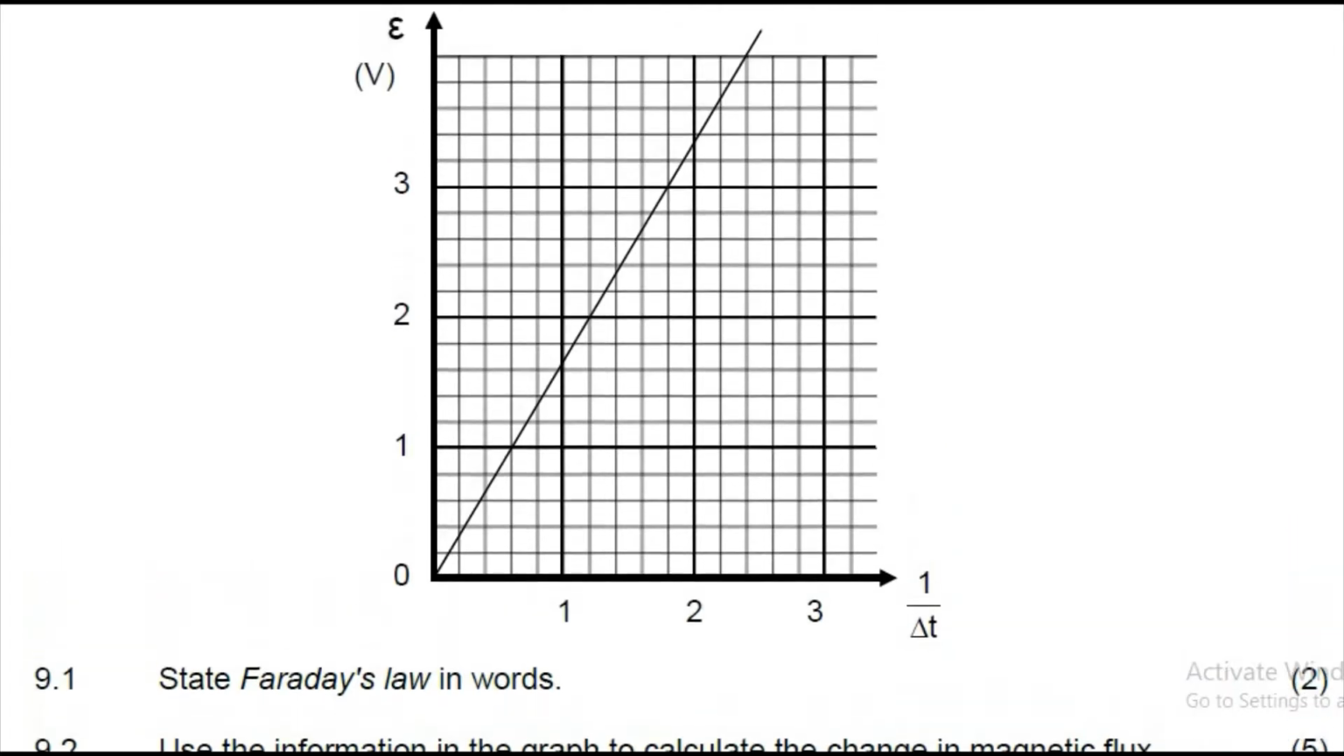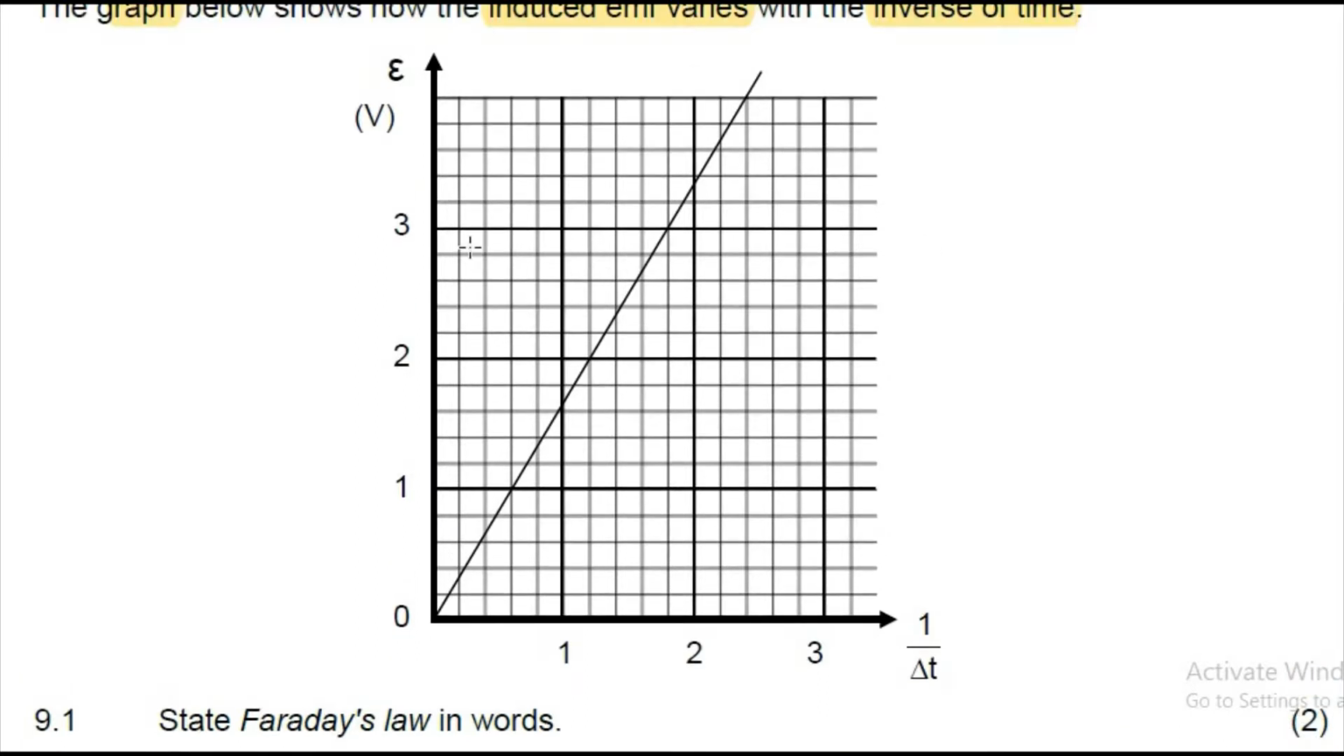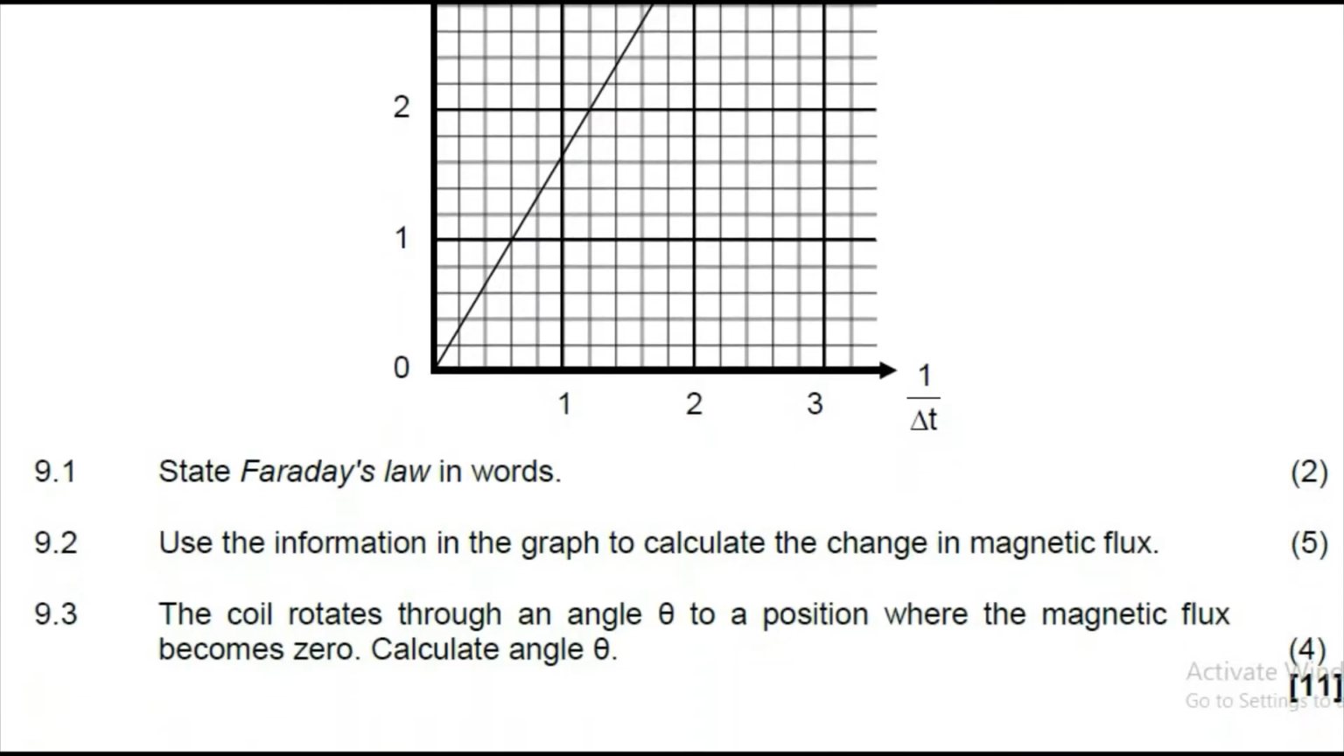Cool. So you see that this is a straight line, and I'm not going to bring up this question again, so I want you to look at this, because this is the value we're going to use to answer question 9.2. So you will say, okay, if my EMF here is at 3 volts, how much is my 1 over change in t? If you look carefully, it is about 1.8, right? So remember those two values.